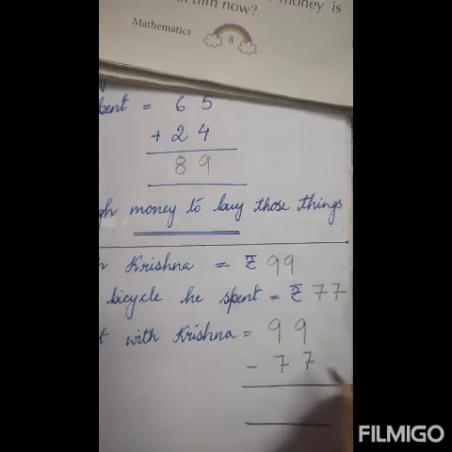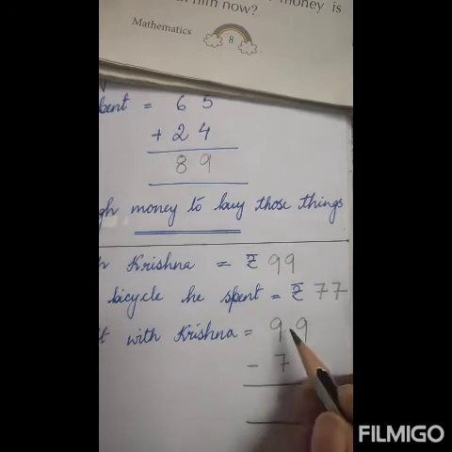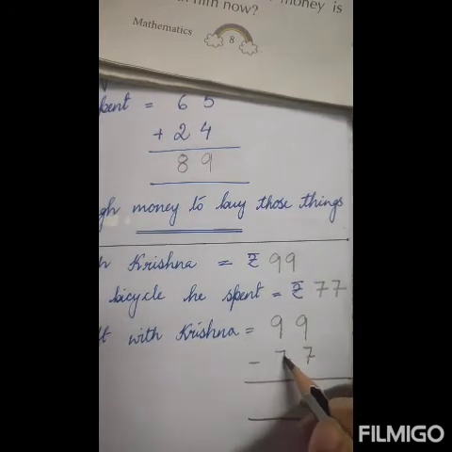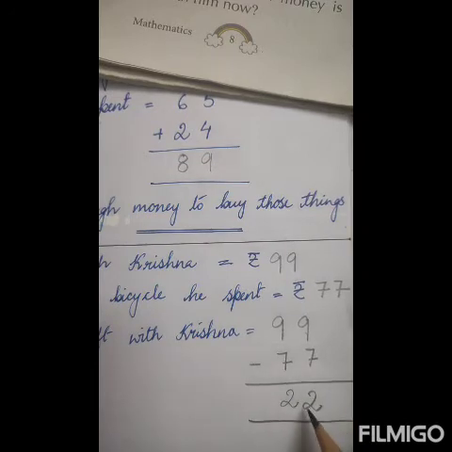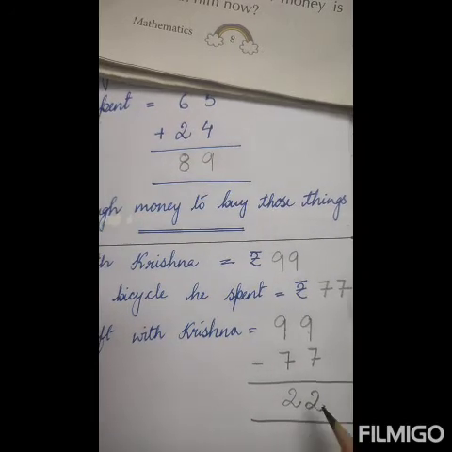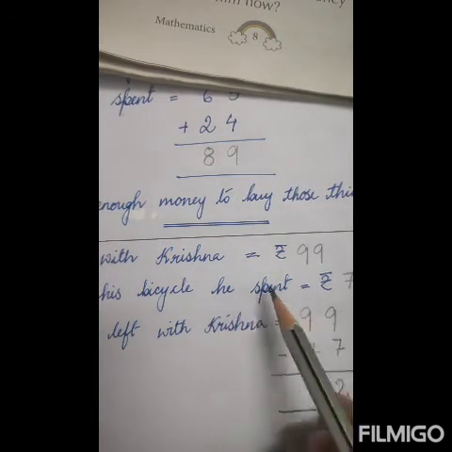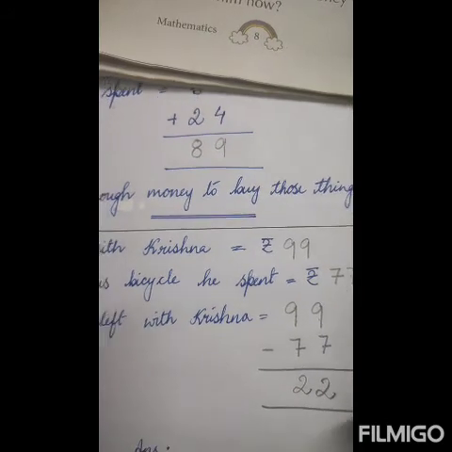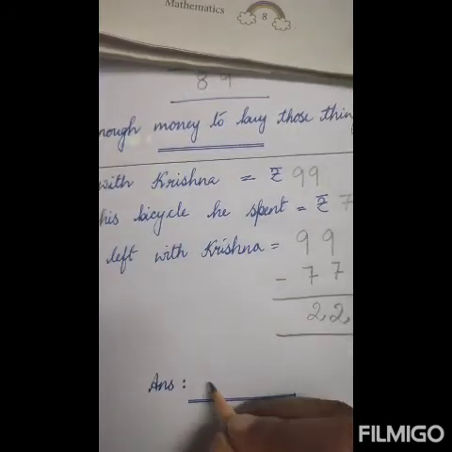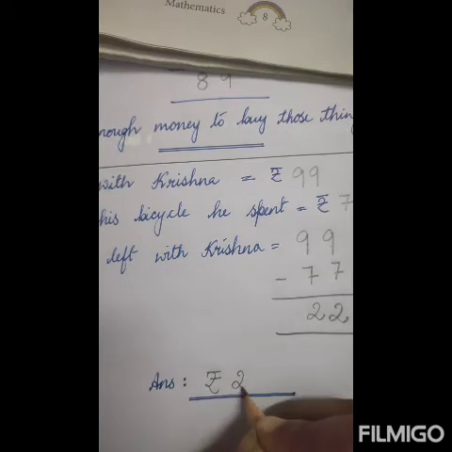So 9 minus 7 is 2, and here also 9 minus 7 is 2. So that is rupees 22. So rupees 22 is left with Krishna after spending rupees 77 from 99. So the answer will be rupees 22.